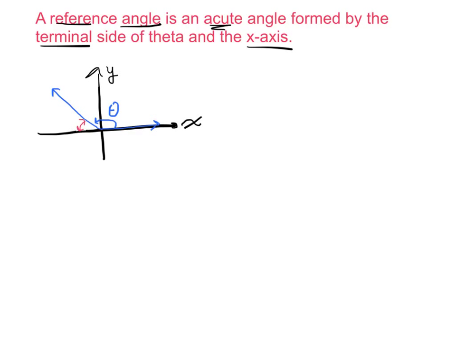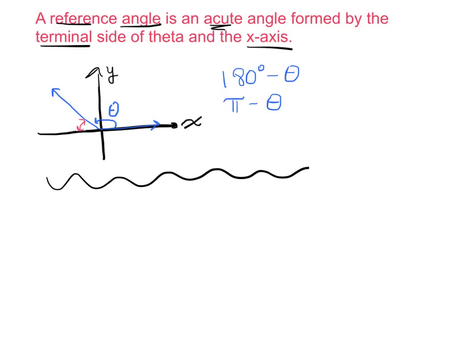Now the way we would calculate the measure of that angle is we would take the measure of this angle, theta, and subtract it from 180 degrees. So this reference angle in the second quadrant would be 180 minus the angle, or pi minus the angle if we're working in radians. All right, let's take a look at the third quadrant.